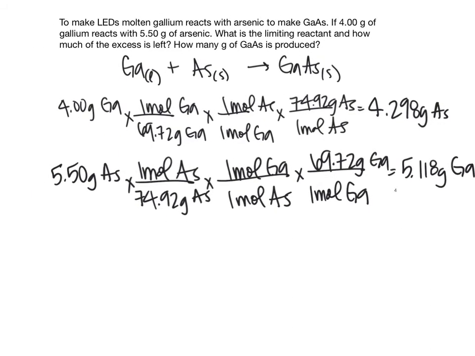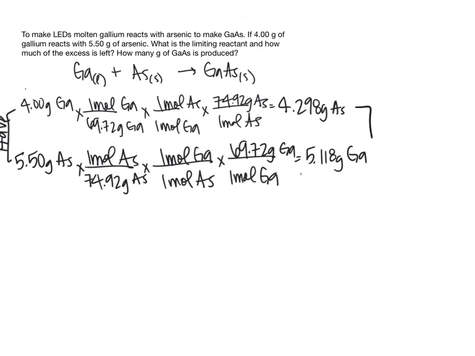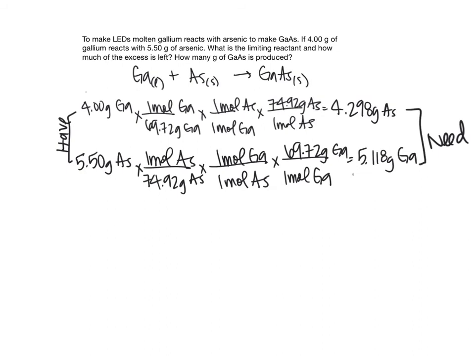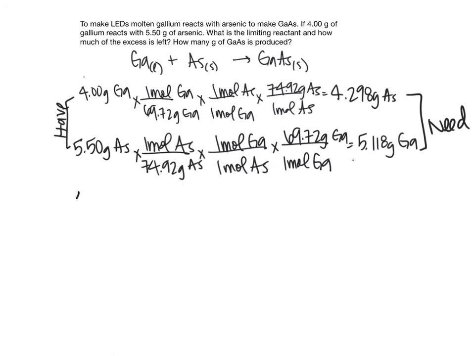So again, what we see on this side is what we have, and over here is what we would need. So when we look at this, to use up all 5.5 grams of arsenic, we need 5.11 grams of gallium. We only have 4 grams of gallium. Therefore, the 4.00 grams of gallium equals the limiting reactant.